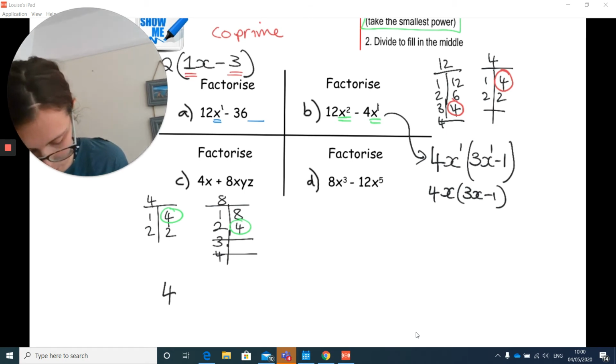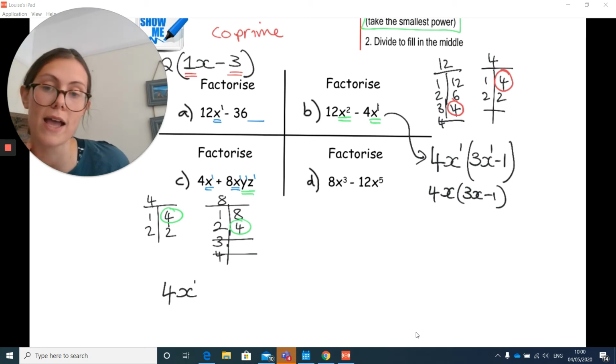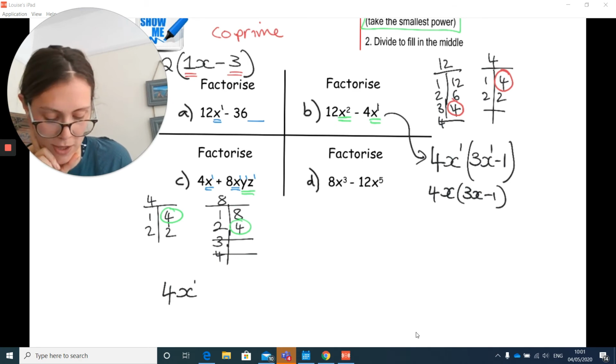Now let's look at the letters. Well, I'm going to put some powers of 1 here, so I can definitely see. So here I've got x to the power of 1 and x to the power of 1. So I can definitely take out an x to the power of 1. Then I've got these guys, the y and the z, but they don't appear in the first term, so there's no way I'm going to be able to take them out. So the only thing I can take out is 4x to the power of 1.